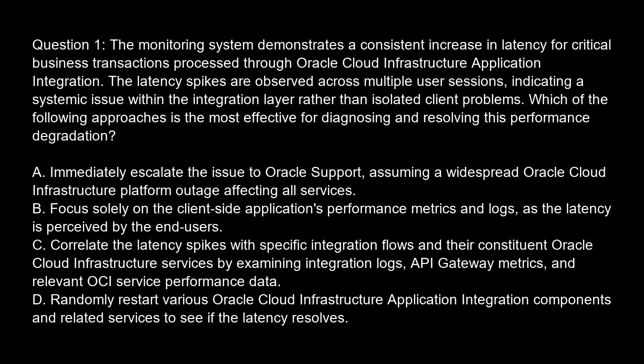Option A. Immediately escalate the issue to Oracle support, assuming a widespread Oracle Cloud Infrastructure platform outage affecting all services. Option B. Focus solely on the client-side application's performance metrics and logs, as the latency is perceived by the end users. Option C. Correlate the latency spikes with specific integration flows and their constituent Oracle Cloud Infrastructure services by examining integration logs, API gateway metrics, and relevant OCI service performance data. Option D. Randomly restart various Oracle Cloud Infrastructure application integration components and related services to see if the latency resolves.